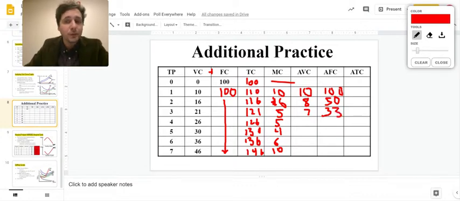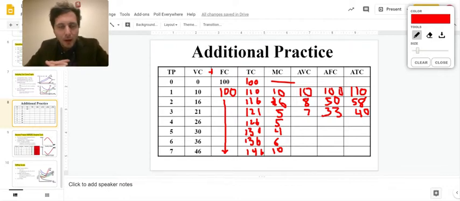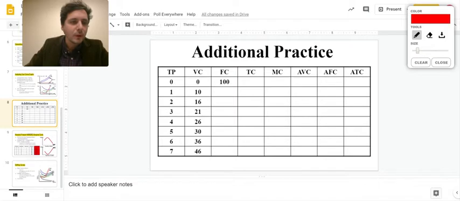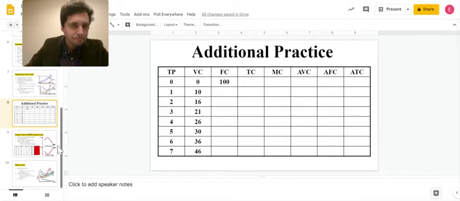Then how do I find average total cost? It's simply the combination of the two. So 100 plus 10, 50 plus 8, and 33 plus 7. And that gives me my numbers right there. You should see that same trend. It'll go down, it'll bottom out, and then it'll go back up. Okay, so not that hard to calculate these things. Sometimes you'll see a blank missing like we did in class, and you'll have to find out what's in that blank. Okay, let's keep moving on.